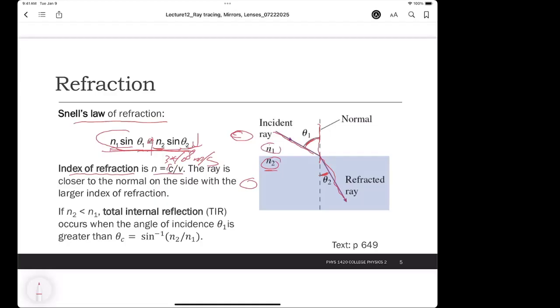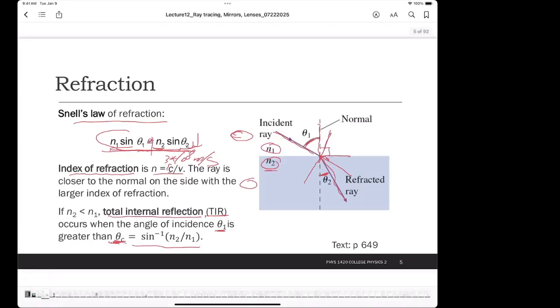total internal reflection, which we call TIR, occurs when the angle of incidence theta 1 is greater than theta c. We also talked about how to calculate theta c. In total internal reflection, there will be no refracted ray. It is all reflected. This is total internal reflection. This is something we talked about for refraction.